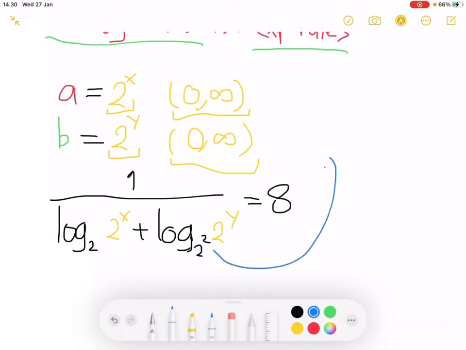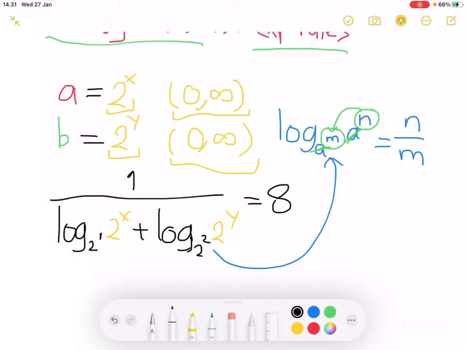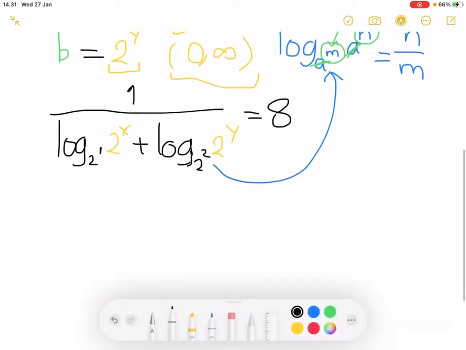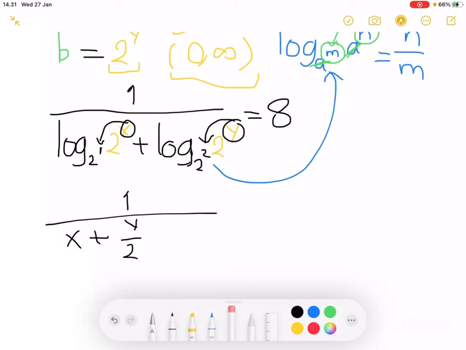I want to use a logarithmic rule. If you have log base a to the m of a to the n, this is just the same as n over m. You divide this by this. It doesn't really care what the a is. In this case we can look at 2 as 2 to the first. So we have x divided by 1, which is just x, and then y divided by 2, which is just y over 2. Remember this is equal to 8.